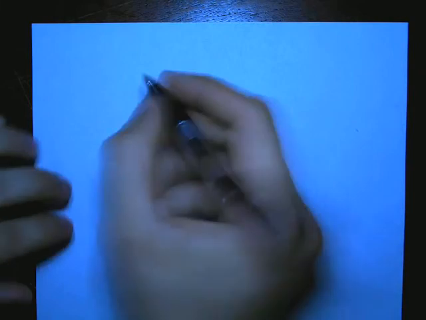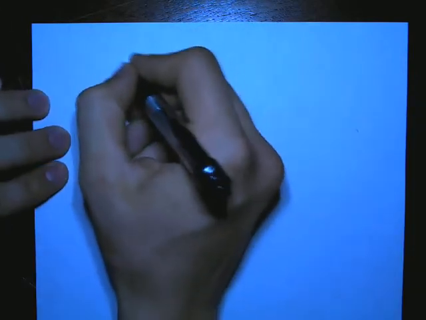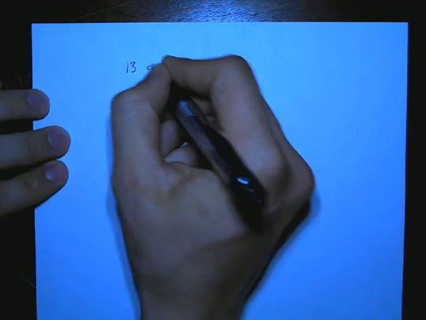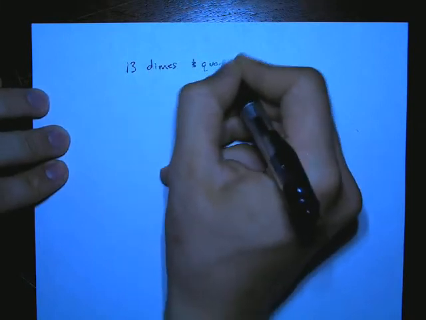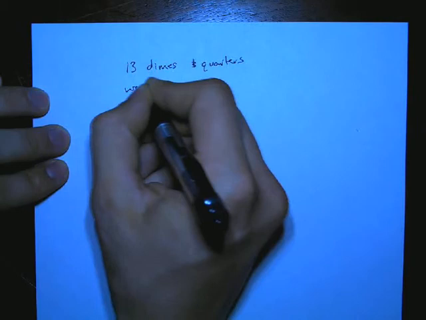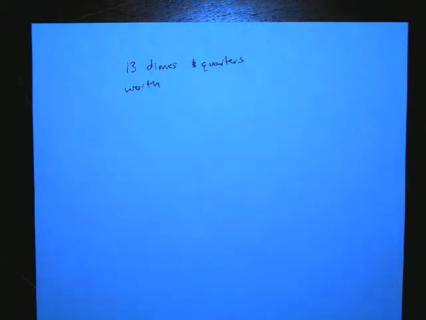Alright, now, with system problems, there are only a couple ways they can ask you to do these in word problems. The first and most prevalent way is they're going to have a word problem, and they're going to ask you to solve for it. Example, we have 13 dimes and quarters. Alright, and they are worth, let's say, I don't know, $1.75.